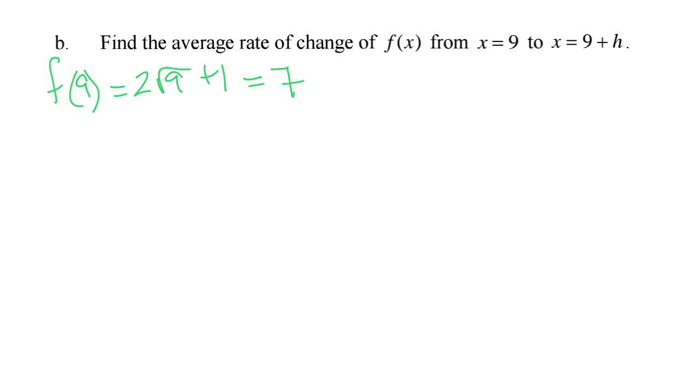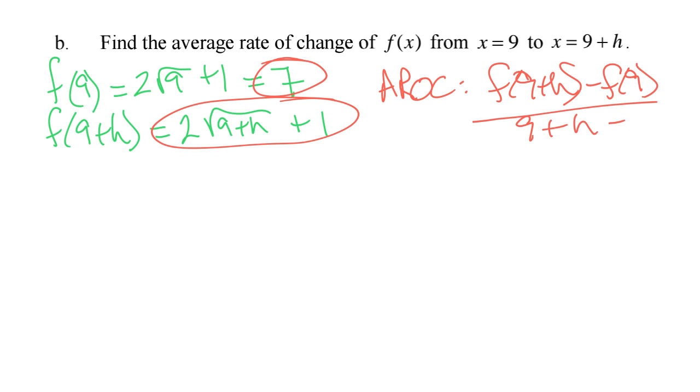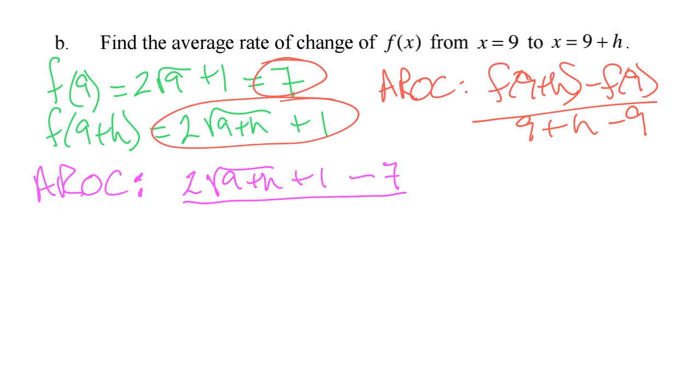And we want to find f of 9 plus h. F of 9 plus h is going to be 2 times the square root of 9 plus h plus 1. And I cannot simplify that any further. So I've got my 2 values. Let's find our AROC. F of 9 plus h minus f of 9 all over 9 plus h minus 9. So we have 2 times the square root of 9 plus h plus 1 minus 7 all over, and I know that 9 minus 9 is 0, so I'm going to have all over h.